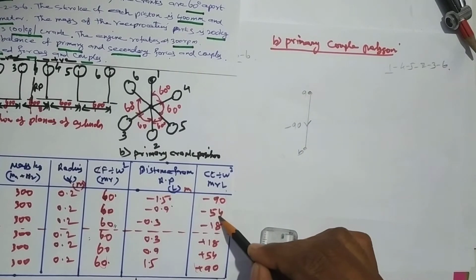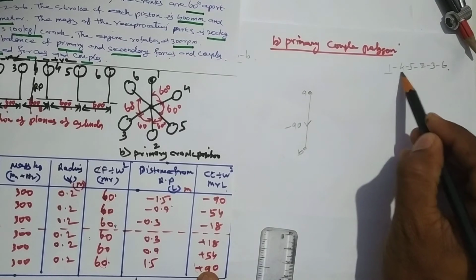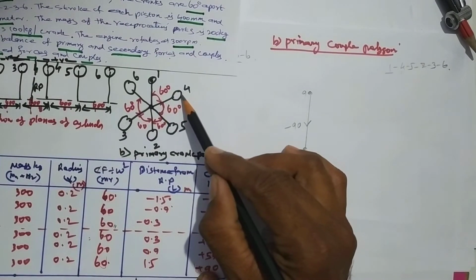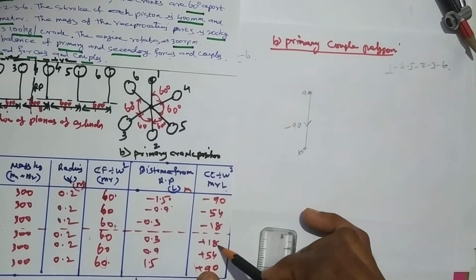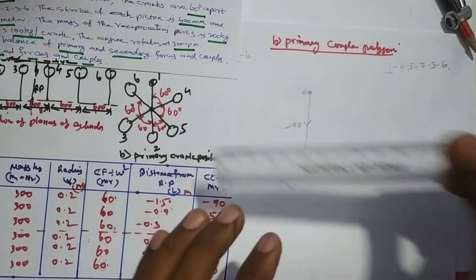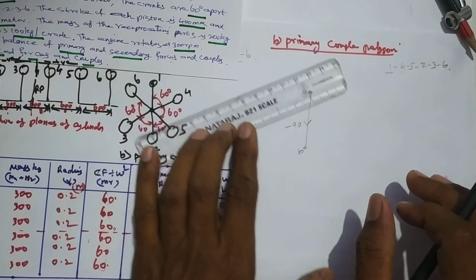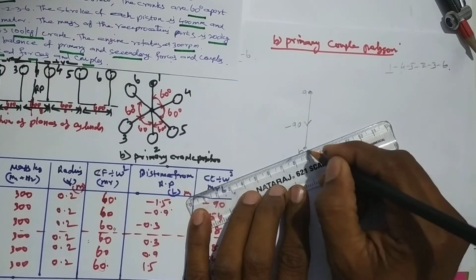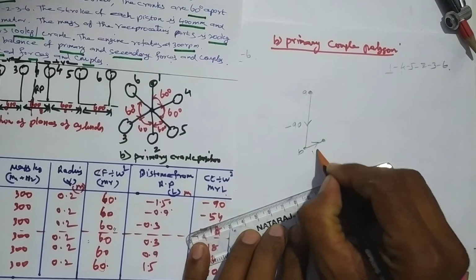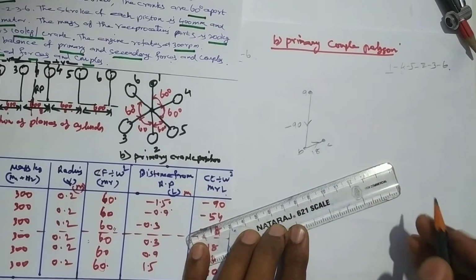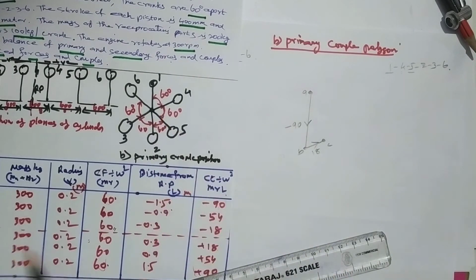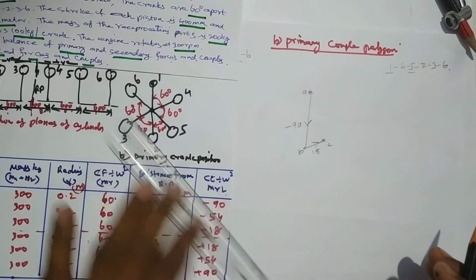So minus 90, so A to B for cylinder 1. So next minus 54, sorry, the fourth cylinder. What is the fourth cylinder? Fourth cylinder is in the upward direction, and the value is plus 18. So you should draw plus 18 in the upward direction, parallel to this. Next the fifth cylinder. You see this is in the downward direction, the value is 54. So you should draw it 54.